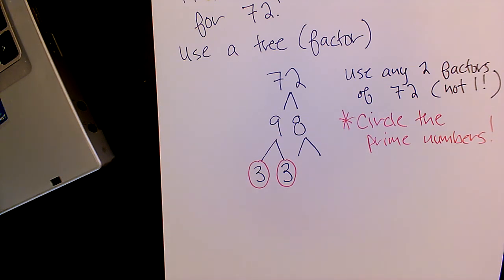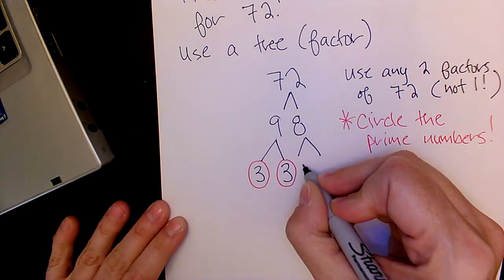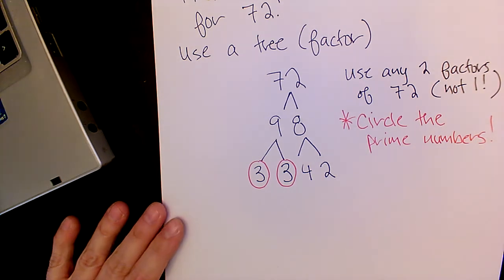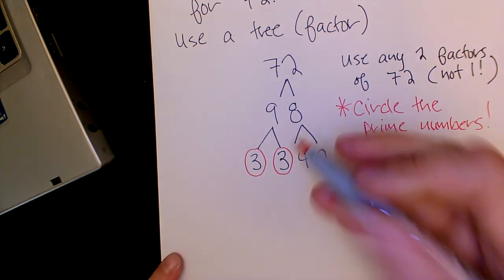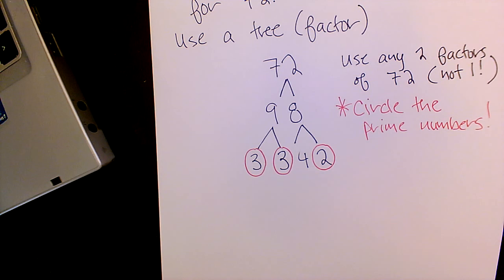What about 8? We cannot use 1 times 8 again. What are two other numbers that when you multiply them get you to 8? Well, the only other two I can think of are 4 and 2. Okay. Is 4 prime or is 2 prime? I know 2 is prime. I'm going to circle 2. So that branch stops there.